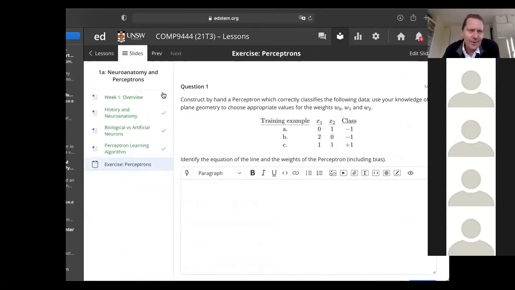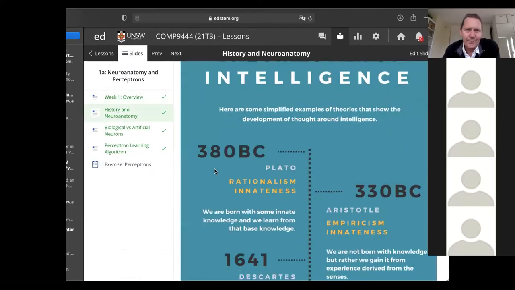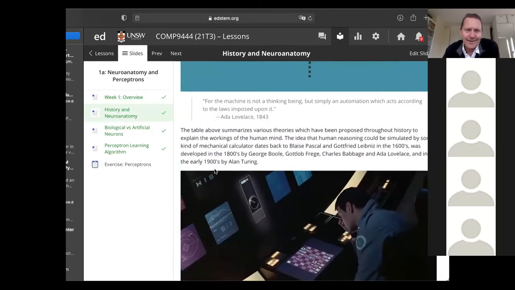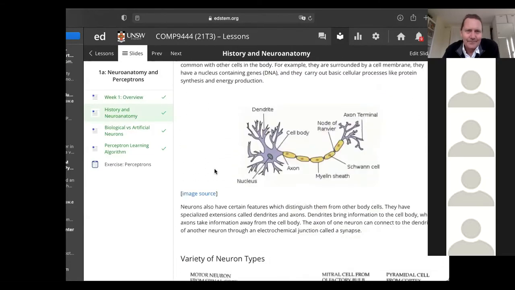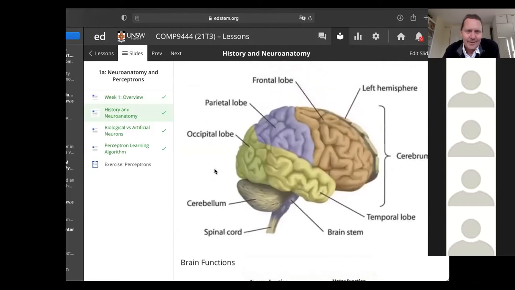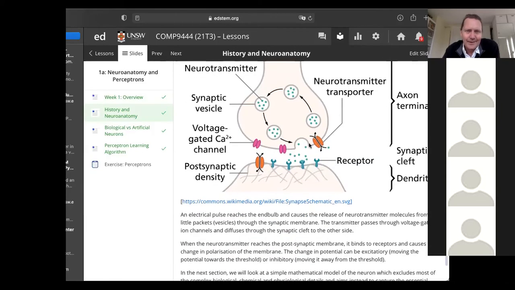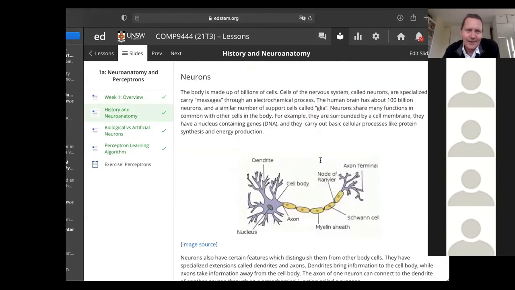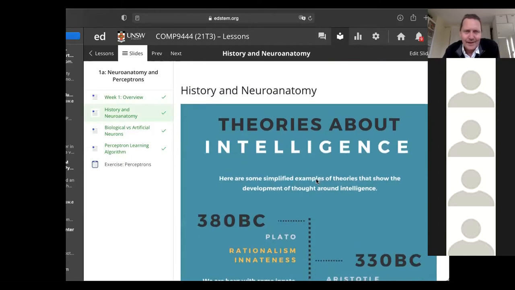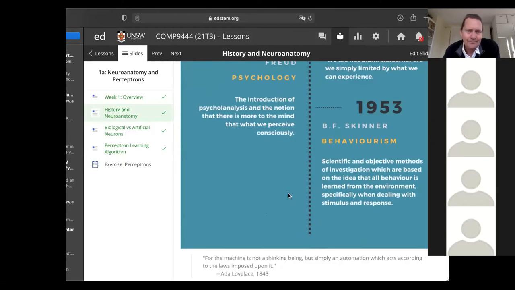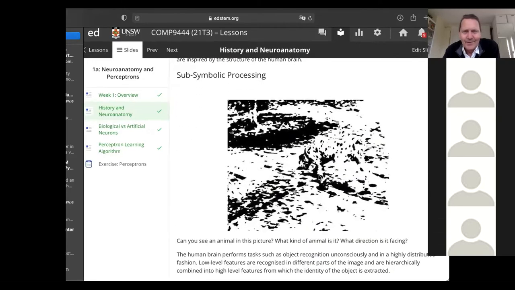So this first module is just, first of all, we've provided a little bit of background material about the brain and the structure of neurons and ion channels. This material isn't really examinable. It's just this particular slide here, but it provides some interesting background.